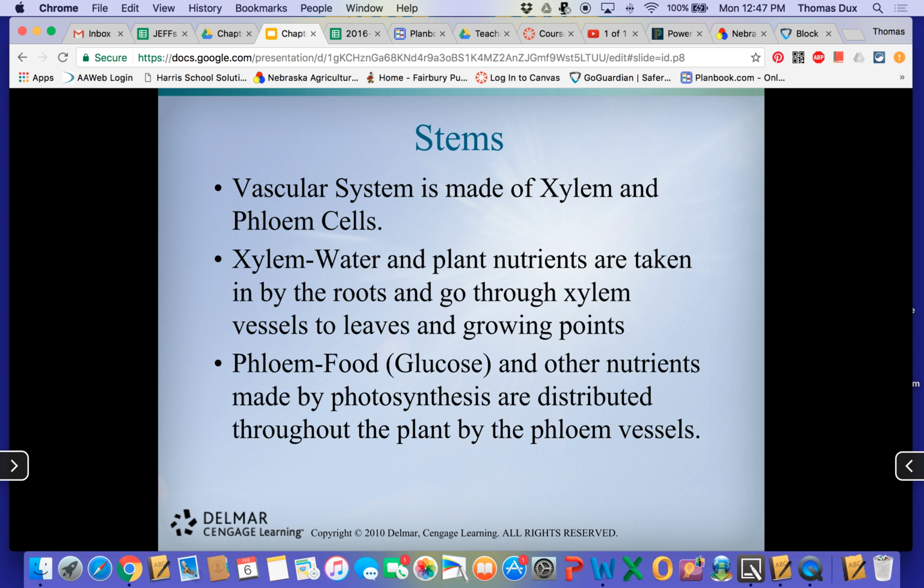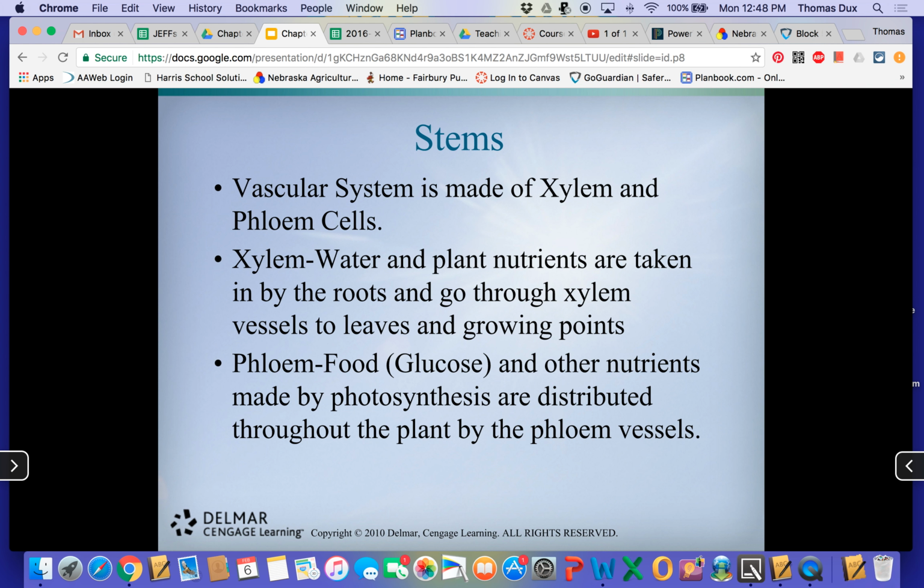This is crucial, so get this down. Xylem tissue absorbs water and other plant nutrients, like fertilizers. That is what the xylem conducts up the plant. The roots bring all that stuff in, and now we need some tissue or cells that can move it throughout the plant and distribute it. Xylem cells in the vascular system transport water and plant nutrients.